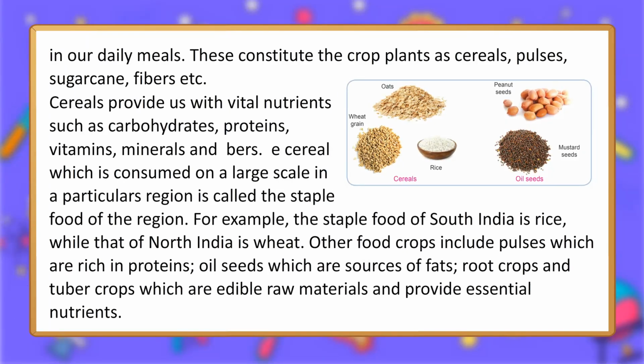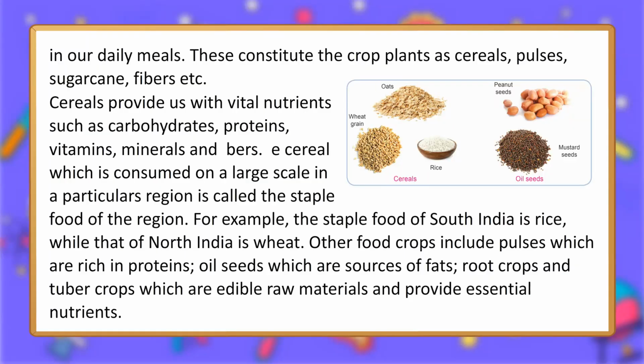Cereals provide us with vital nutrients such as carbohydrates, proteins, vitamins, minerals and fibers. The cereal which is consumed on a large scale in a particular region is called the staple food of the region. For example, the staple food of South India is rice, while that of North India is wheat. Other food crops include pulses, which are rich in proteins, oilseeds, which are sources of fats, root crops and tuber crops, which are edible raw materials and provide essential nutrients.